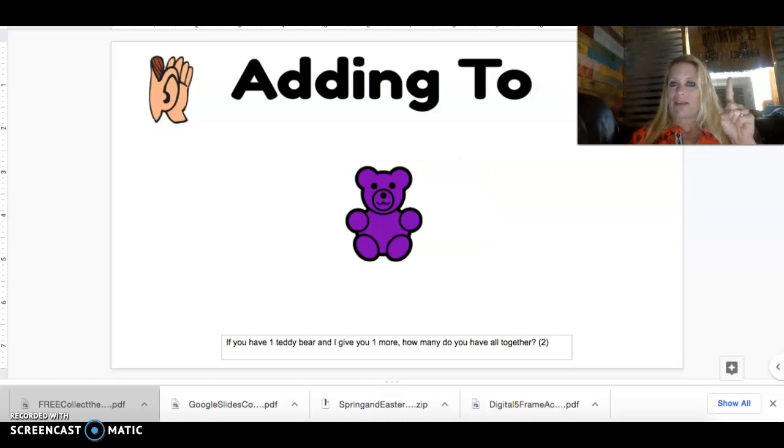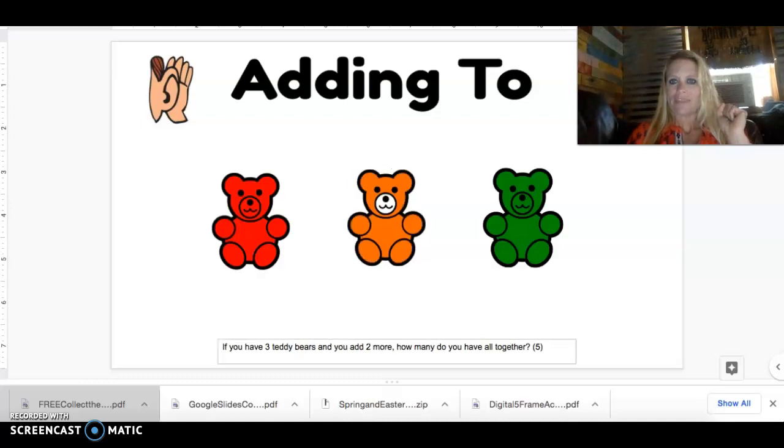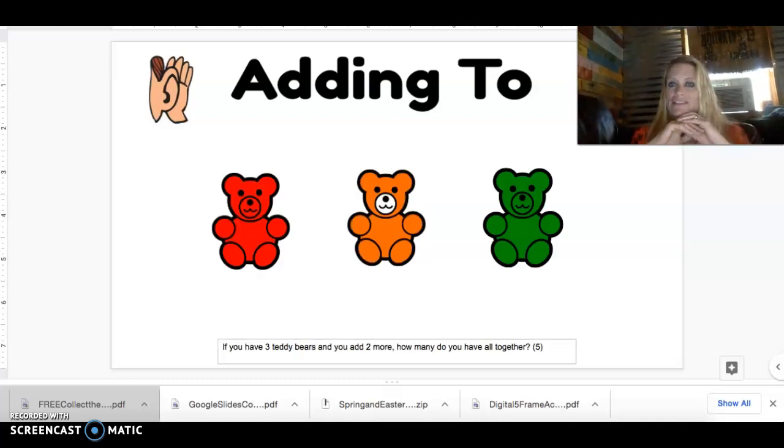If you have 1 teddy bear and somebody gives you 1 more, how many will you have? Oh, you had 1, you got 1 more, you will have 2. If you have 3 teddy bears and somebody gives you 2 more, how many will you have all together? Good job, you will have 5 because you had 3 and somebody gave you 2 more. 1, 2, 3, 4, 5.